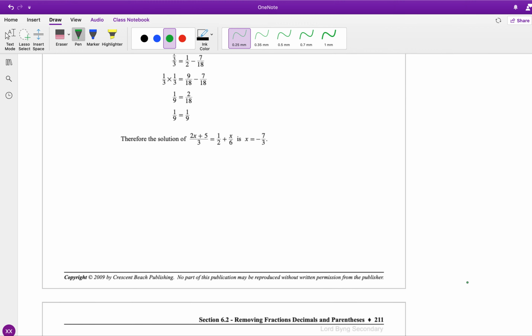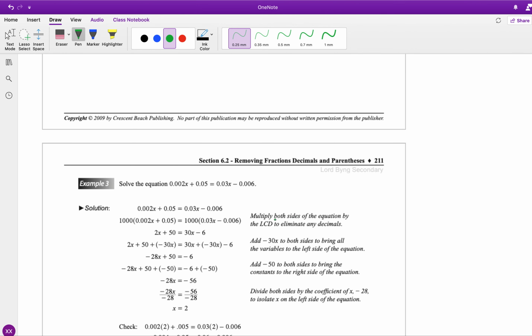Now, how about if it's a decimal? Now take a look at this. Wow, these are decimal coefficients. Decimal, decimal, decimal. It makes my head spin. But I realized the most decimal places is 3. So how about I multiply by 1,000 on both sides, because it's 3 decimal places, so 3 zeros. Then in this case, everything becomes a whole number again.